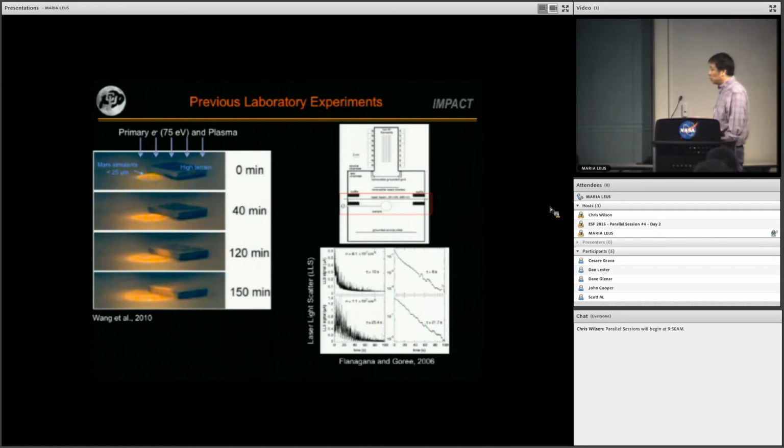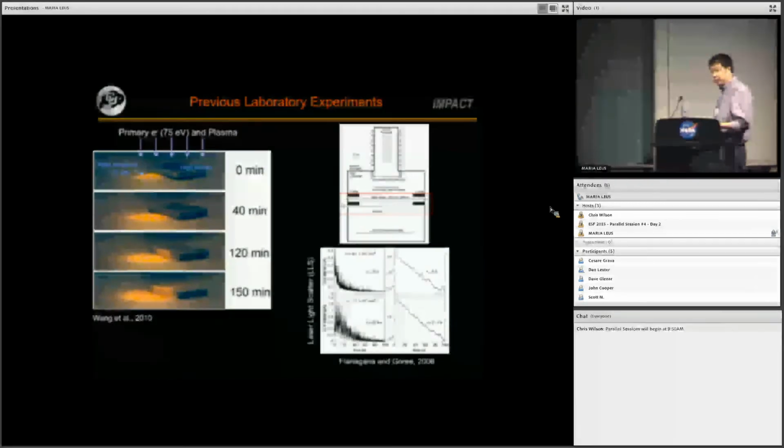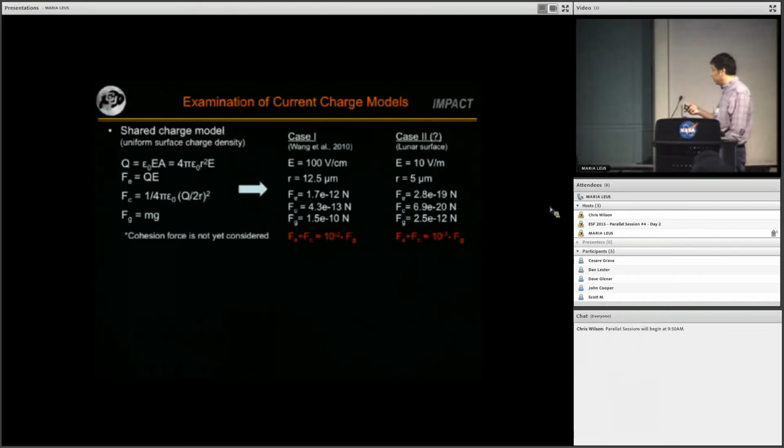Flanagan and Gorey also detected lofting dust from light scattering. When dust particles hop off this glass ball and hit the laser above, they create light scattering as shown here. So we did see dust moving, hopping in the laboratory. Then the fundamental question is, how does this work? What are the exact charging mechanisms?